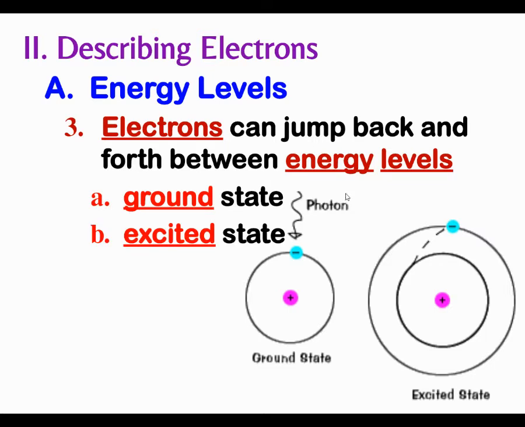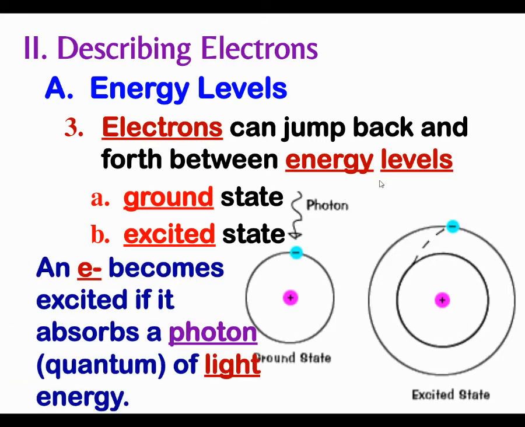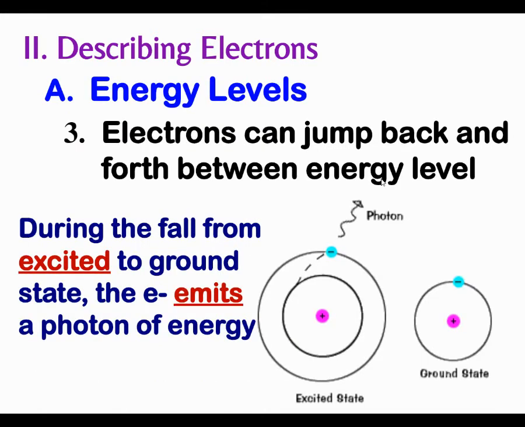Electrons can jump back and forth between energy levels. Where they start is called the ground state, and moving up is the excited state. This is when energy is pushed into these electrons, and they excite from that ground state. When an electron becomes excited, it absorbs a photon of light, one quantum of light energy. As it jumps back down, it emits that light energy back.